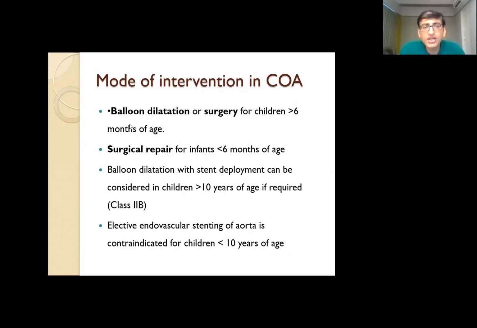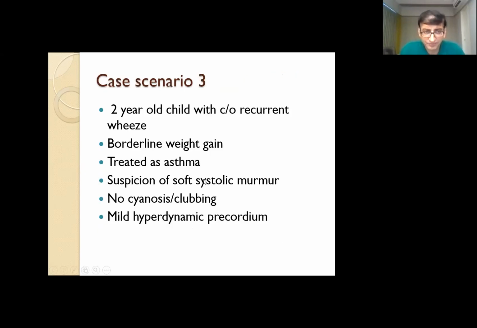The modality can be in the form of balloon dilatation or surgical opening. Less than 6 months of age, surgery is preferred over balloon dilatation because the risk of recurrence is very high in balloon dilatation of coarctation in the first few months of life. After 6 months of age, balloon dilatation is the modality of choice. Less than 6 months of age, surgical repair should be done. If the kids are more than 10 years of age, then balloon dilatation with stenting can also be done.